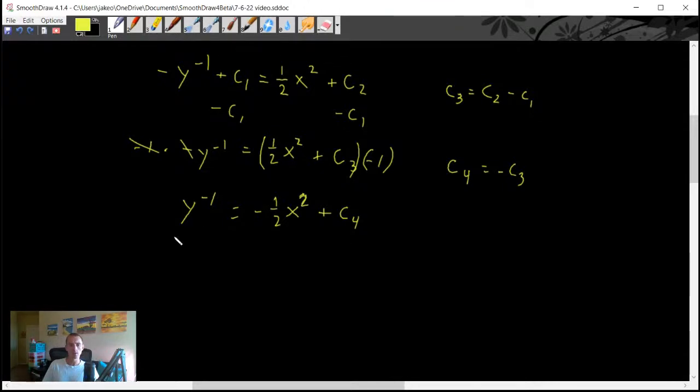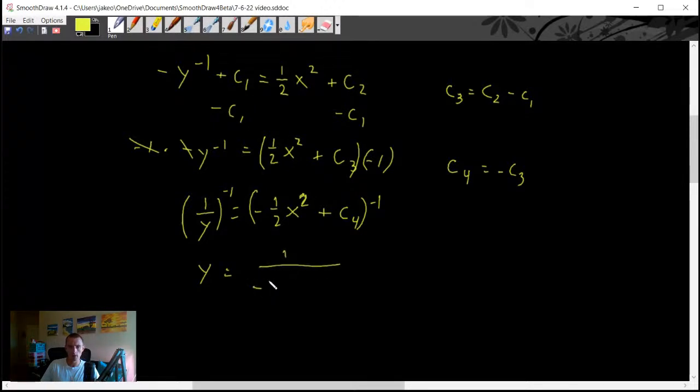Okay. So then keep in mind that y to the -1 is actually the same as 1 over y. So what we basically can do is, well, there's a couple ways to think of it, but the shortcut way is we can actually raise both sides to the -1 power, essentially flipping both sides of the equation over as a fraction, leaving us with y equals 1 over -1/2 x squared plus C4.